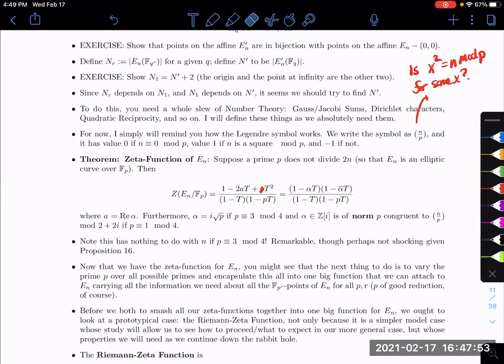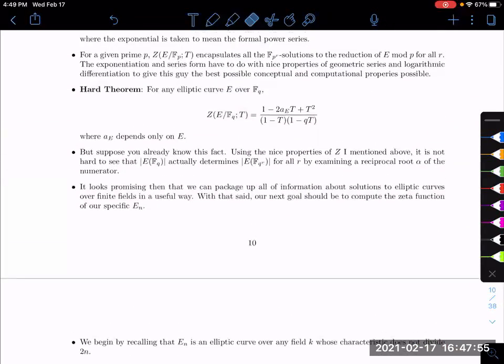No, wait, that is right. But then if that's right, is this right? Let me check, because there's no coefficient in front of the t squared here. Let me just check if I wrote something down wrong really quickly, so we're not on the same page. I must have written one of the two down wrong.